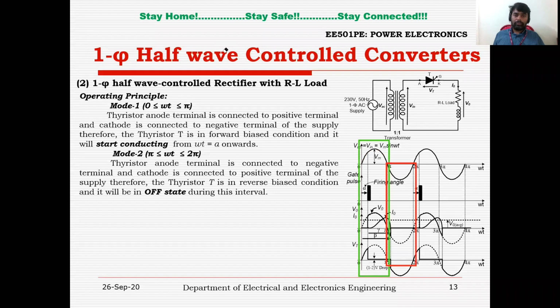Now if you see this portion, during the positive half cycle, here it will be positive and here it will be negative. So the anode of T is connected to positive, the cathode of T is connected to negative. So the thyristor is in forward bias condition and it will start conducting from omega T equal to alpha onwards. So you can see from this point on, the output voltage follows the input voltage. We don't know up to what extent it will follow. That depends upon the value of the inductor which is there in series with the load.